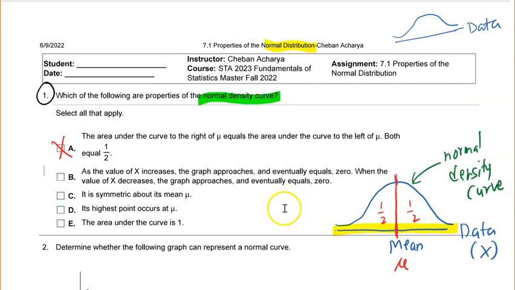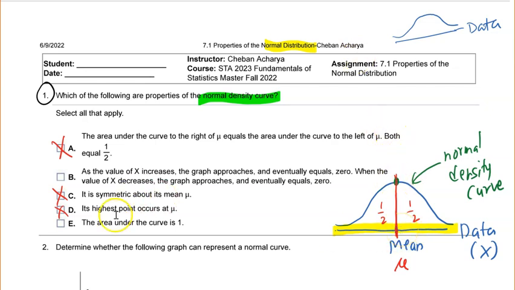And C, it is symmetric about the mean mu. Symmetric in the sense that the line through mu divides this normal density curve into half, so that the area on both sides is equal, half and half. That is called symmetric. Therefore, this is symmetric about mu. Another is that its highest point occurs at mu. Yes, see, that's the highest point here. The highest point occurs at mu, which is the mean.